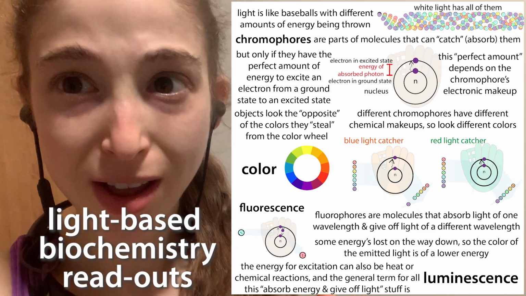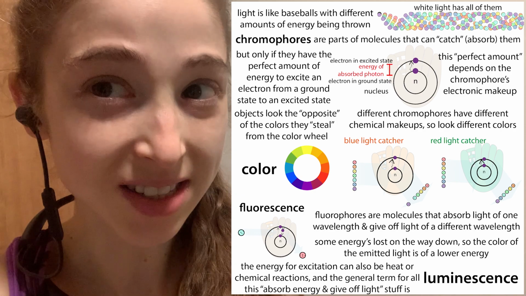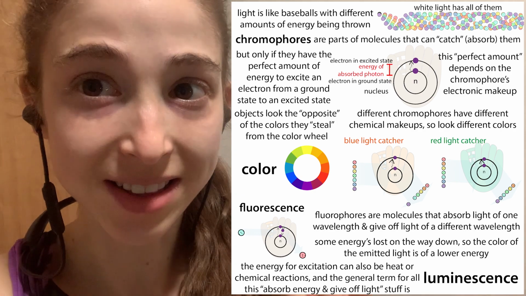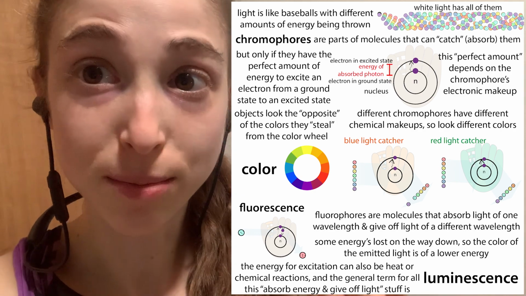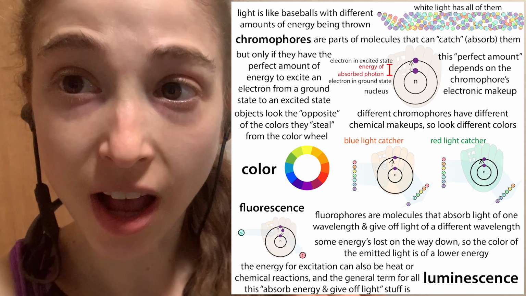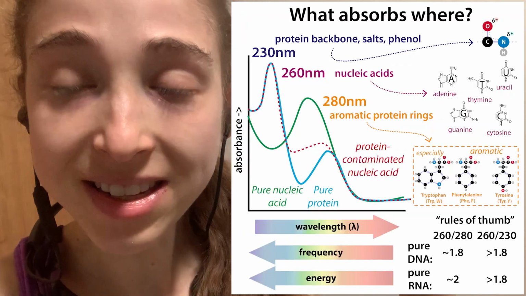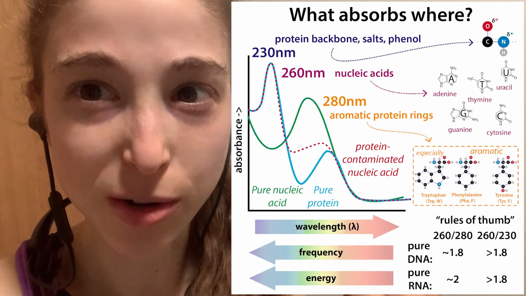In biochemistry, we can learn a lot about various molecules by measuring both the light that they give off, luminescence, as well as the light that they steal, the light that they absorb. When molecules absorb light that we can normally see, we see color. We get colorimetric readouts.